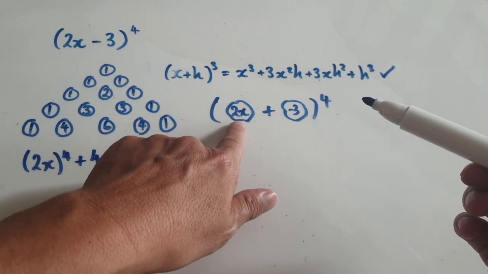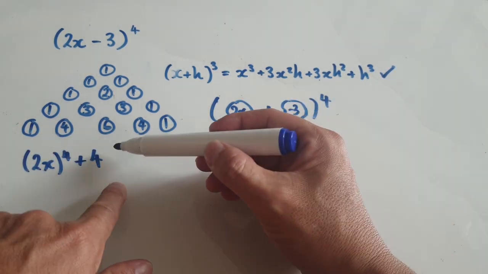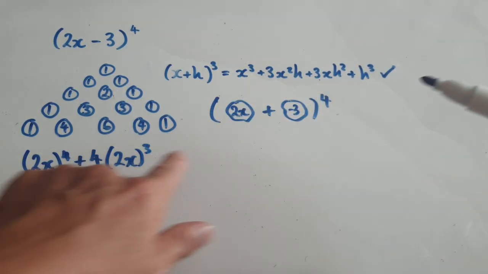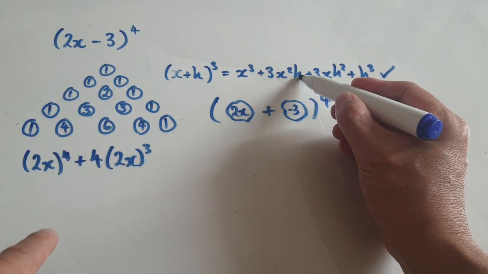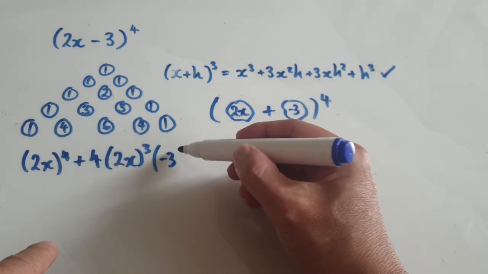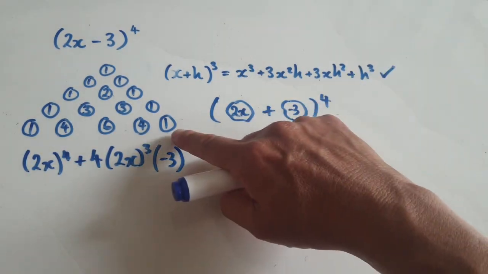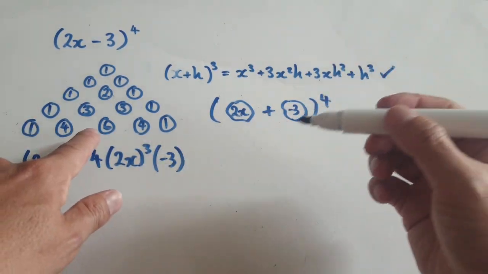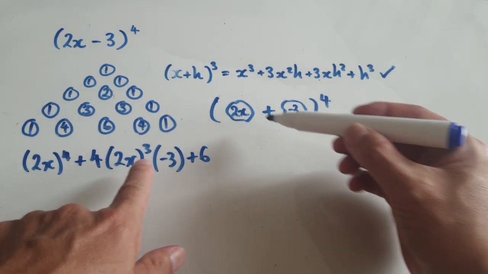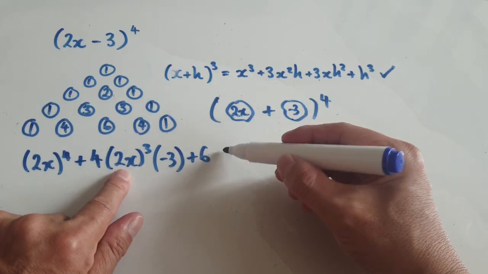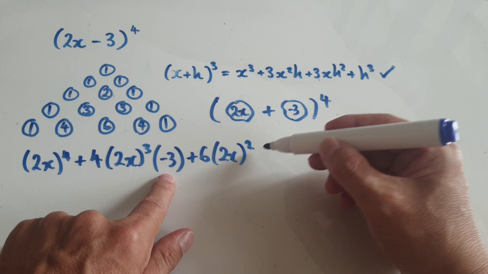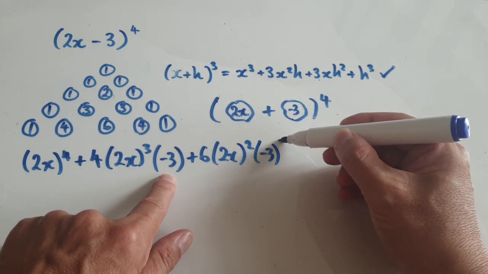And then this thing goes down by 1, so to the power of 4, then it goes down by 1, so now it's to the power of 3. And then this bubble goes up by 1, just like the h goes up by 1 each time. So this thing goes up by 1, so now it's to the power of 1. And then the next coefficient would be 6 plus 6. And then this thing goes down by 1, so that would be 2x squared. And then this thing goes up by 1 squared.